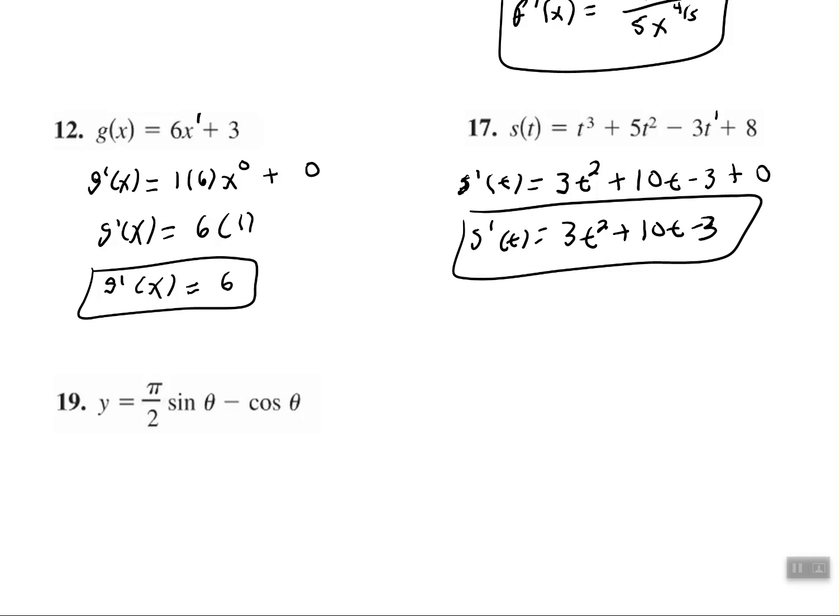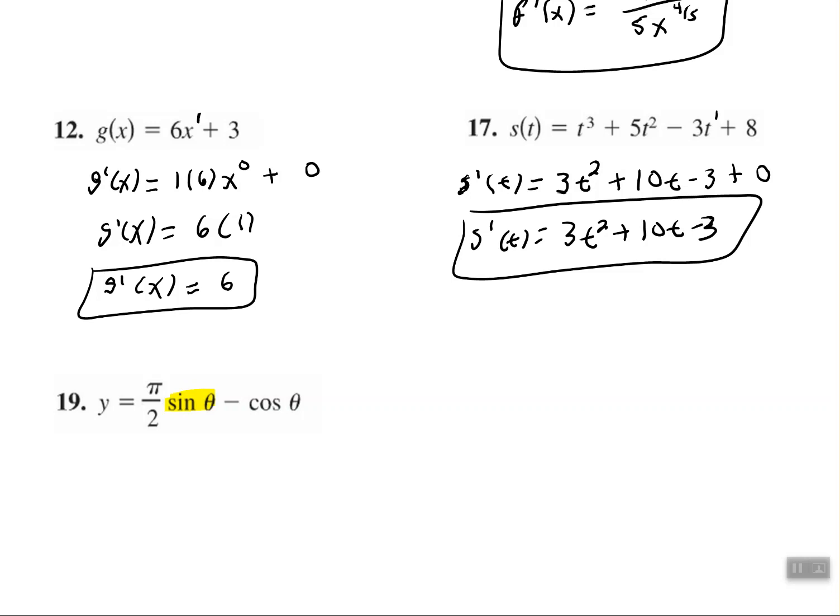Alrighty, now we have y equals pi over 2 sine of theta minus cosine of theta. So that pi over 2, that's just a regular number, so it's just a constant there, so we don't have to worry about that. Remember, to find the derivative of a constant multiple, all you want to do is find the derivative of the function and then multiply times that constant that's out there. So the first thing we need to do here is find the derivative of sine theta.